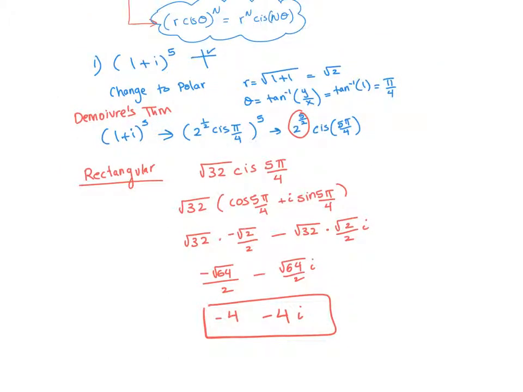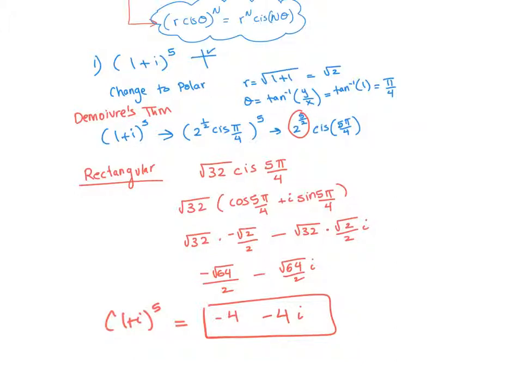So then that means that (1 + i)^5 is equal to -4 - 4i. So let's review the steps. This is given to me in rectangular form to the power 5. I don't really want to write 1 + i five times and multiply it by each other. So I need to use DeMoivre's theorem. To do that, I need to change rectangular to polar.